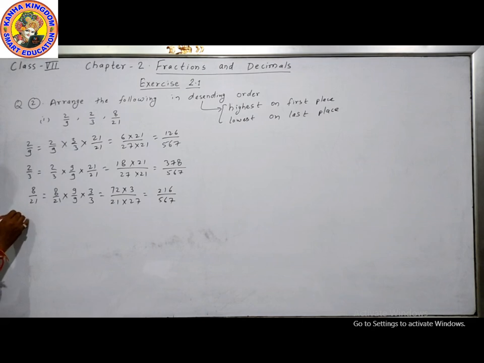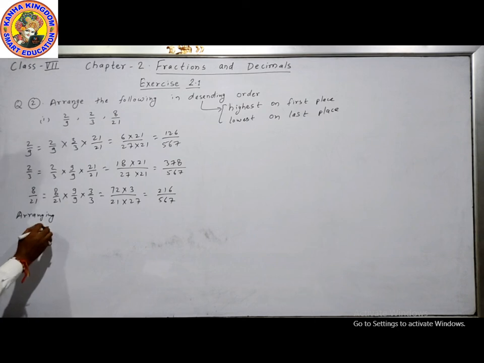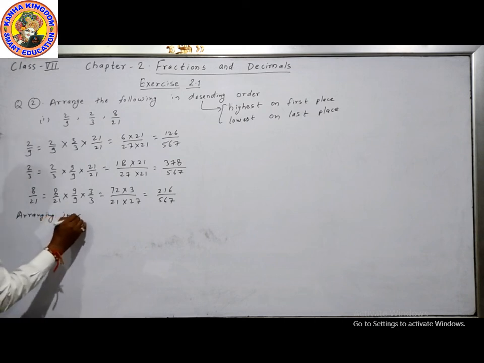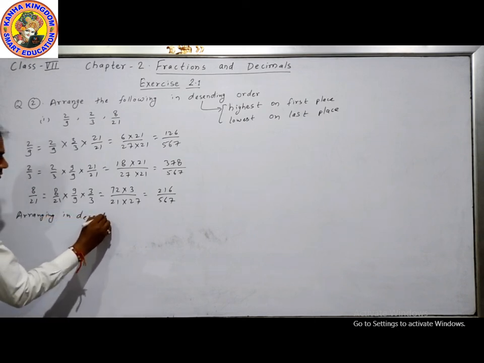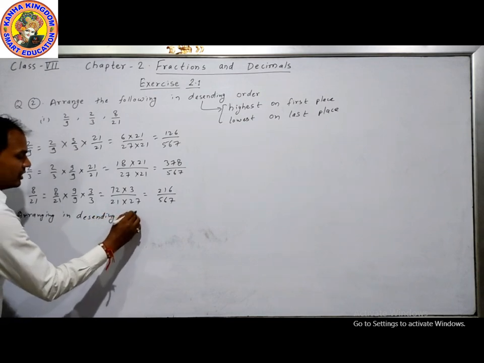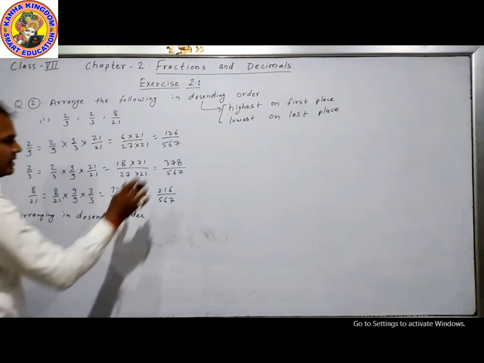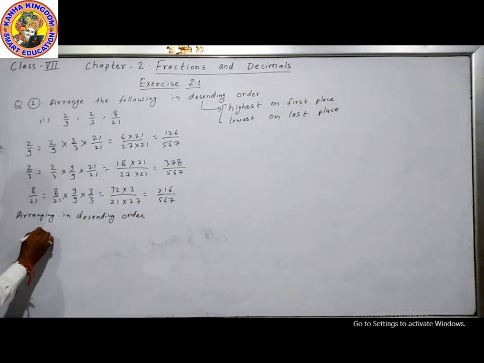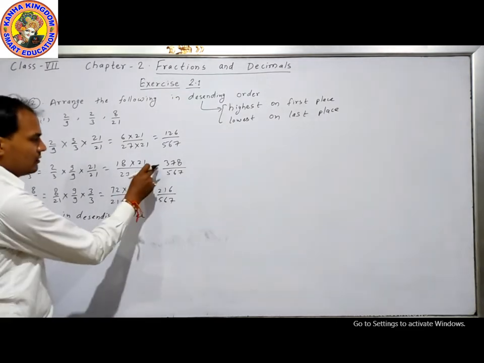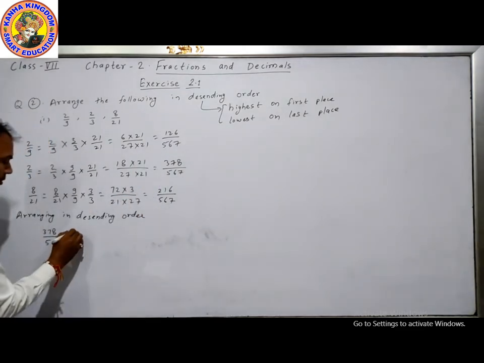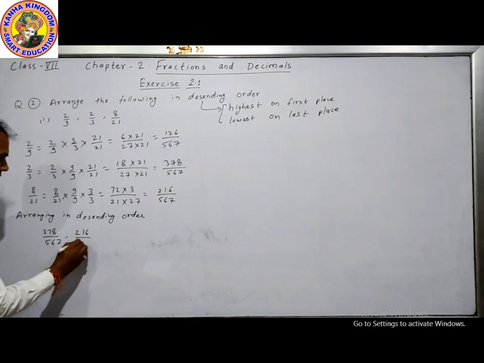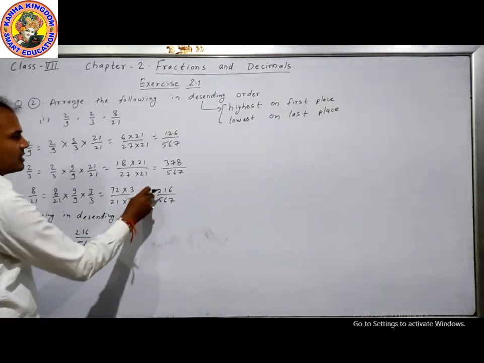Arranging in descending order, the highest number will be in first place. The highest number is 378 upon 567. Then the lower number is 216 upon 567, and the lowest number is 126 upon 567.